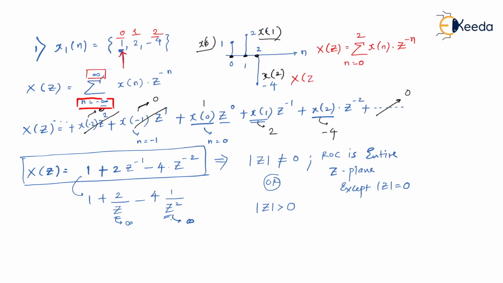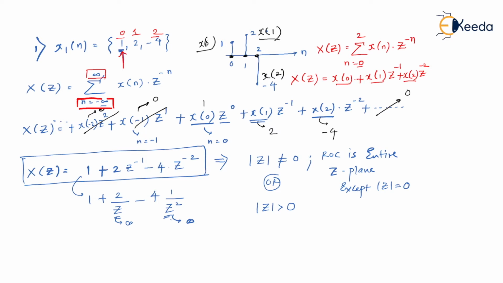And after that you can expand it like this: X of z is equal to, substituting n equal to 0, x of 0 times z to the power 0, which is 1, plus, when you substitute n equal to 1, x of 1 times z to the power minus 1, and the last value, x of 2 times z to the power minus 2. Then just substitute the values of x of 0, x of 1 and x of 2 and get the final answer. Observing X of z, you have to see that z should be such that X of z is finite. So you have to always avoid a value which makes X of z infinite.